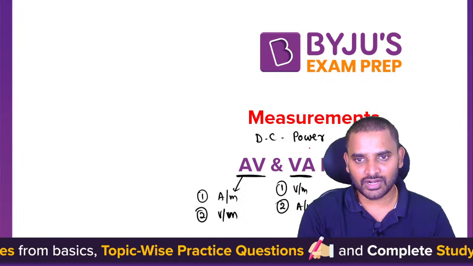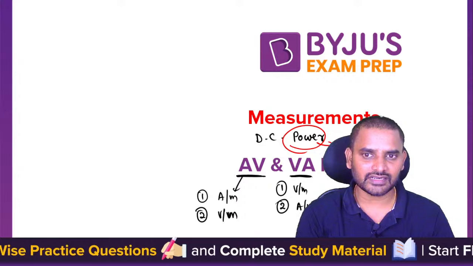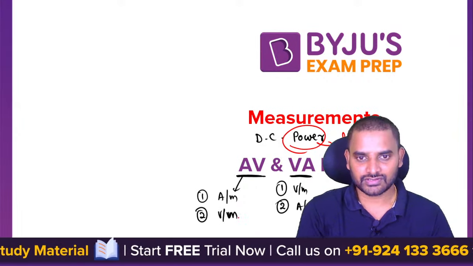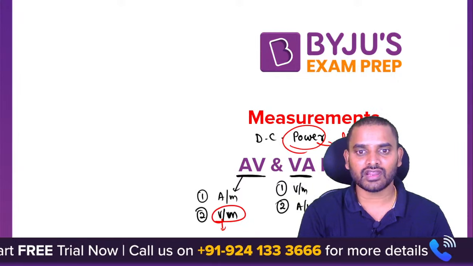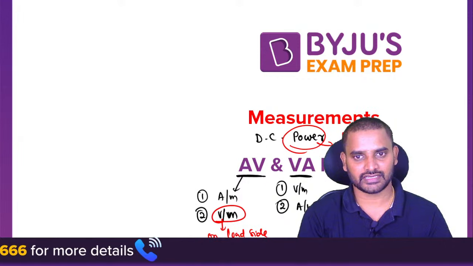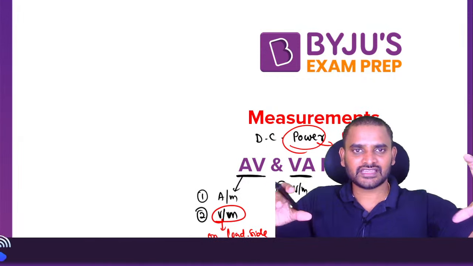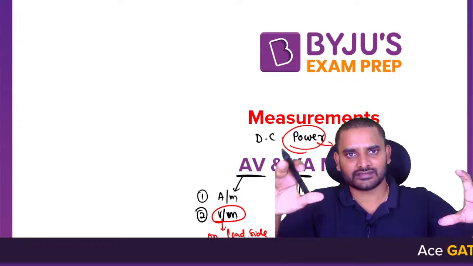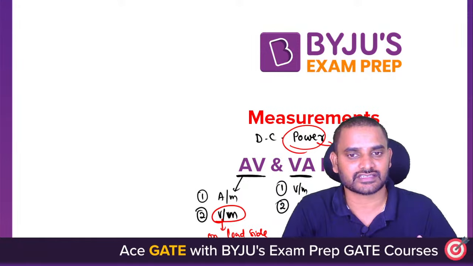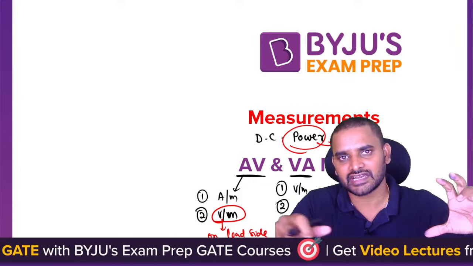We want to measure the power at a particular load, right? Generally this voltmeter will be on the load side. Generally, between the source and load, we'll be having connecting wires.